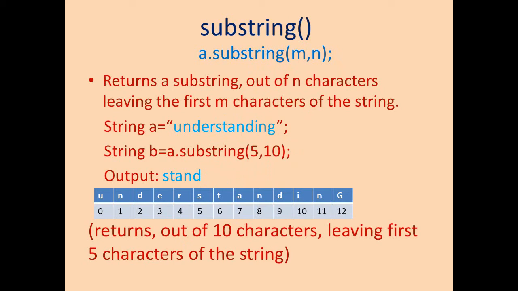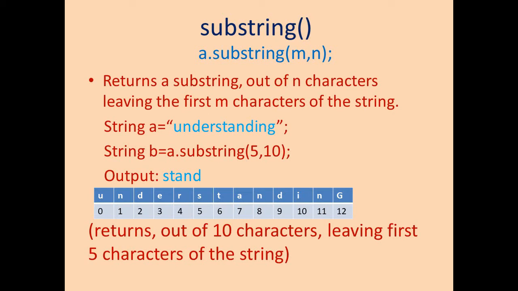Substring with two integer arguments. This is the modification of the substring function. It will return a set of characters simultaneously from the start index up to the last index of the string, excluding the character present at the last index. Just remember that, excluding the character present at the last index. It will return a set of characters of the string from the first index number to the last index number, excluding the character at the last index. I think you understood the things.